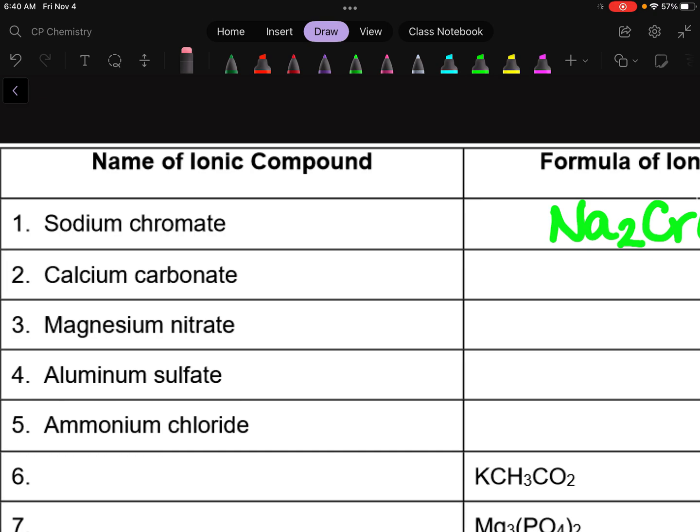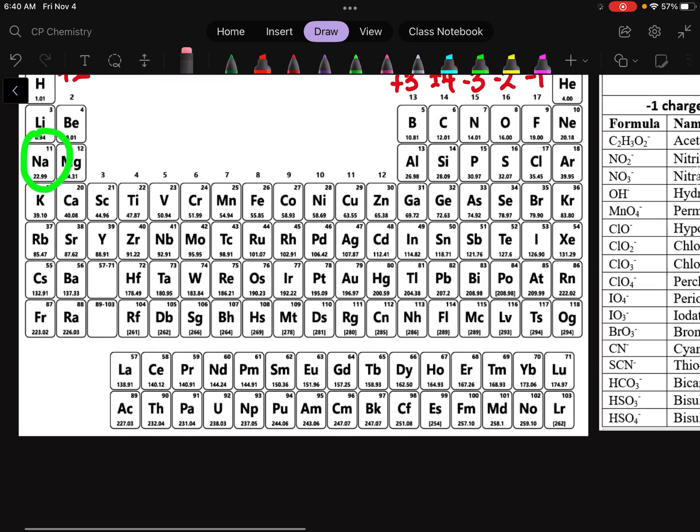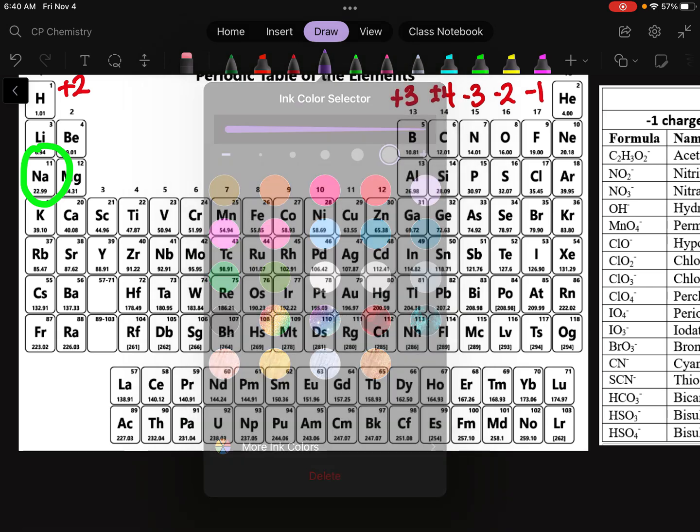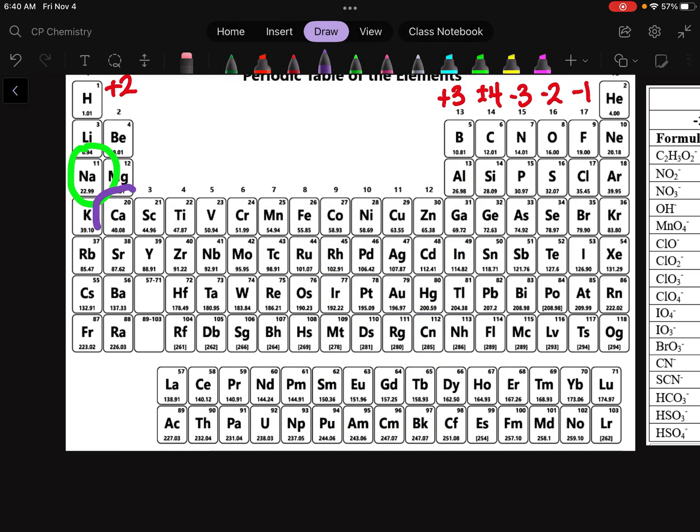All right, calcium carbonate. Let's use a different color. So calcium carbonate. Calcium is right here in group 2, so it's a +2 charge.